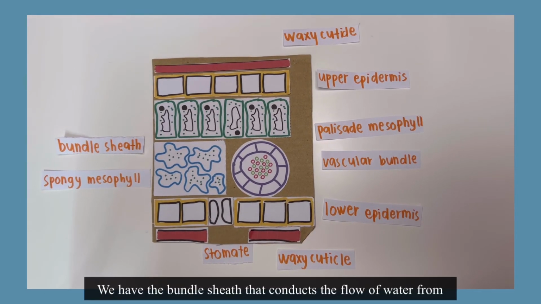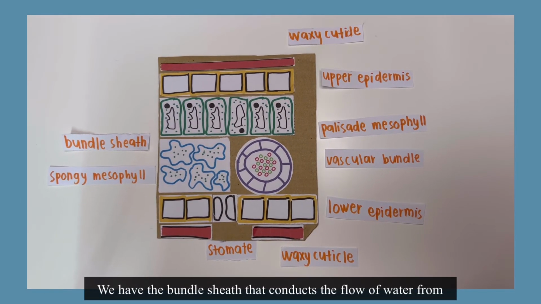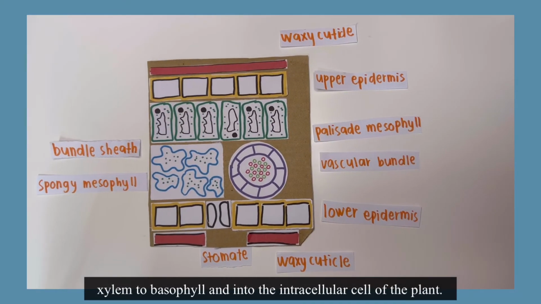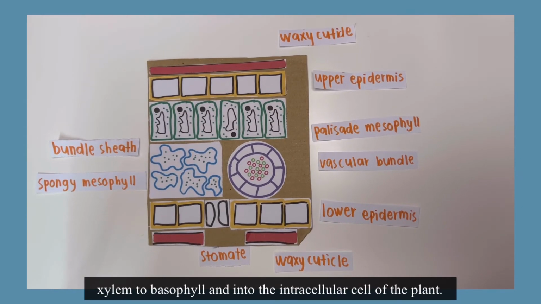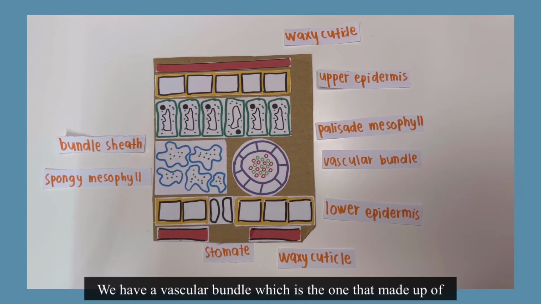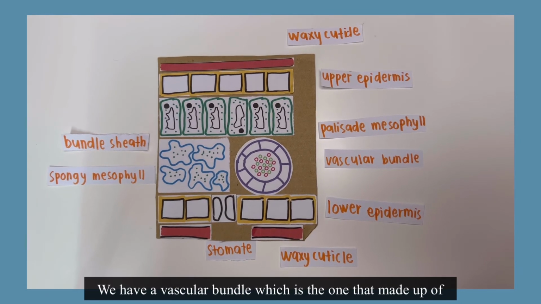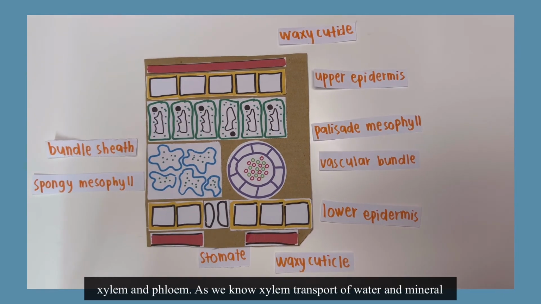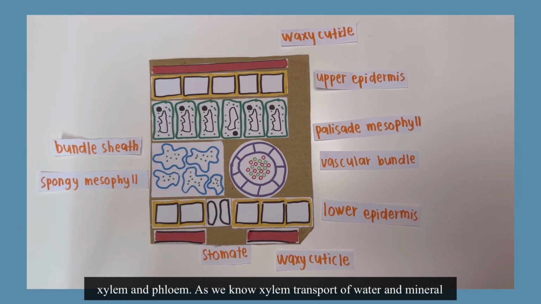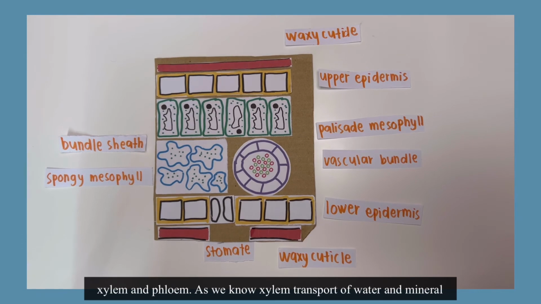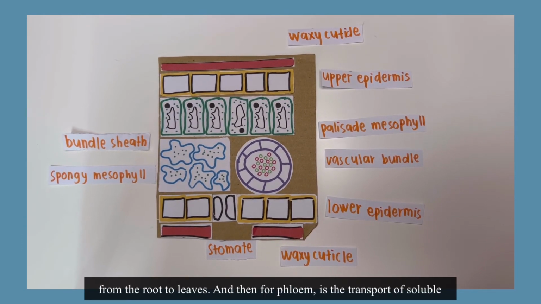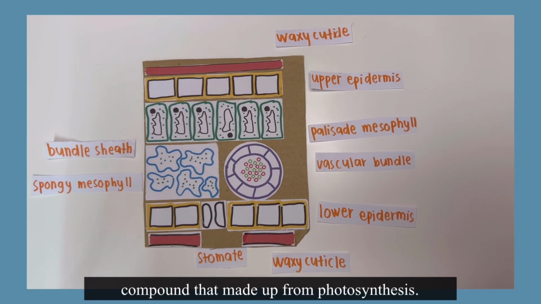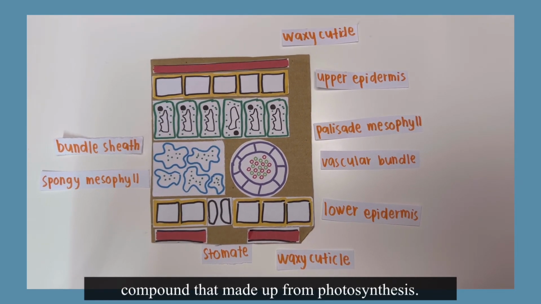And then we have the pandai sheet that conducts the flow of water from xylem to mesophyll and into the intercellular space of the plant. And then we have vascular bundle, which is made up of xylem and phloem. As we know, xylem is important to transport water and mineral from the root to the leaf, and then phloem is a transport of soluble compound that is made from photosynthesis.